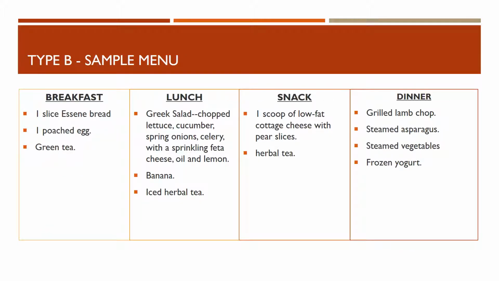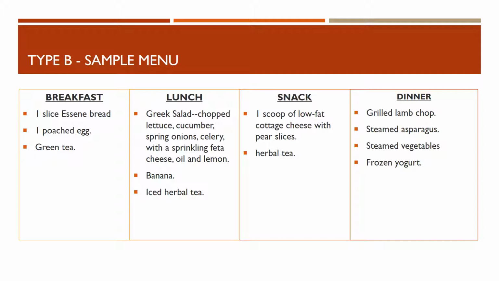So for a sample menu for blood type B, we have a breakfast of 1 slice of Essene bread, 1 poached egg, and green tea. For lunch, there's a Greek salad, a banana, and more herbal tea. For a snack, there's a scoop of low-fat cottage cheese with pear slices and herbal tea. And then dinner has a grilled lamb chop, steamed asparagus, steamed vegetables, and frozen yogurt.